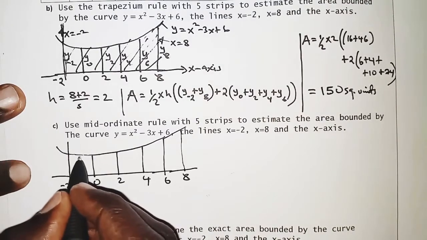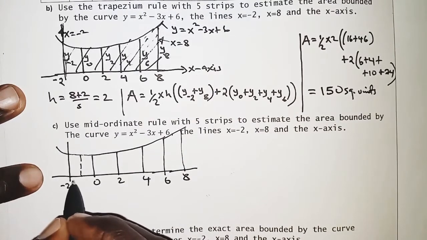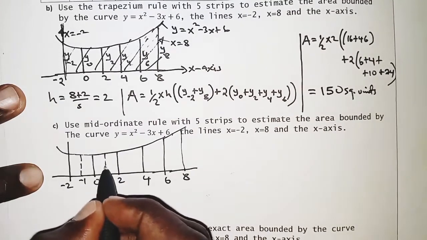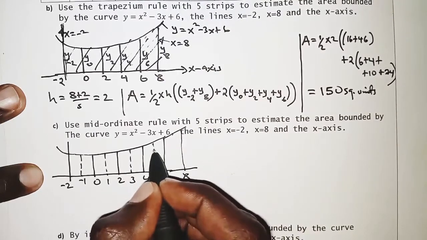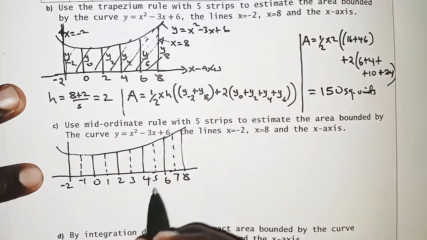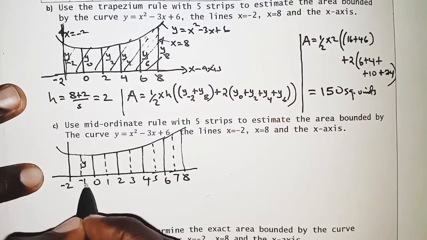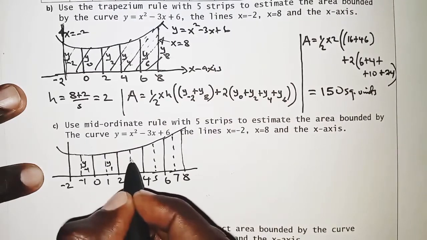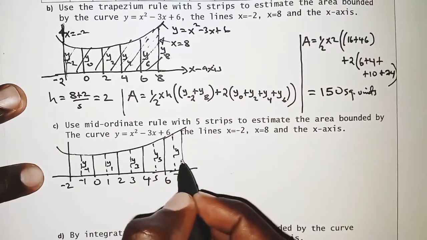So for the mid-ordinates, look at the mid-ordinate here. We have between negative 2 and 0, the midpoint is negative 1. Then here we have 1. Here we have 3. Then 5. And finally, we have 7. So we're interested in the mid-ordinates, where if x is negative 1, then you get the value of y. Then y when x is 1, y when x is 3, y when x is 5, and finally y when x is 7.